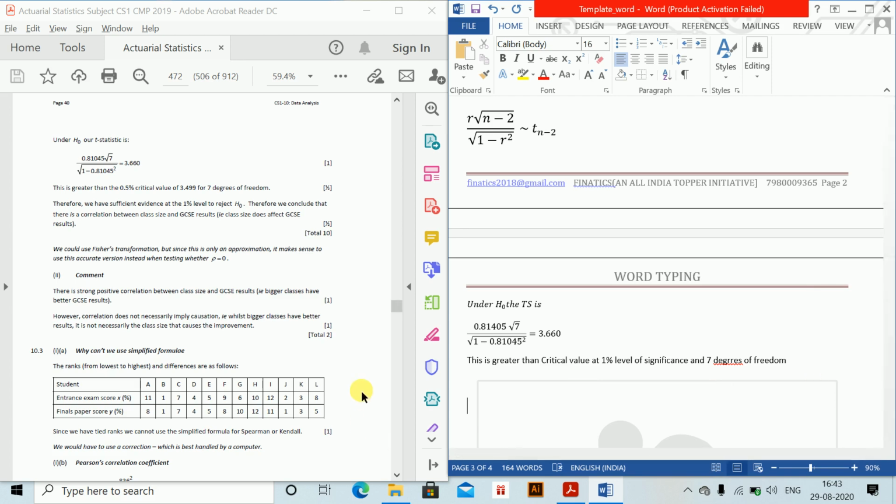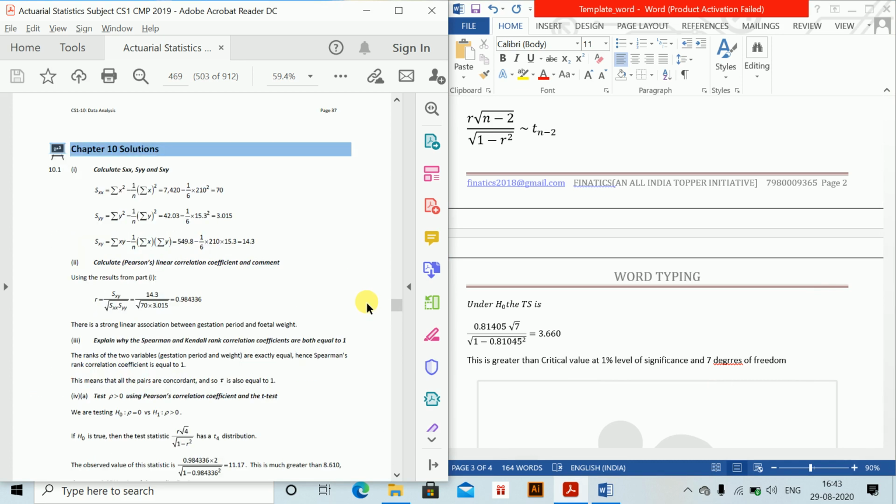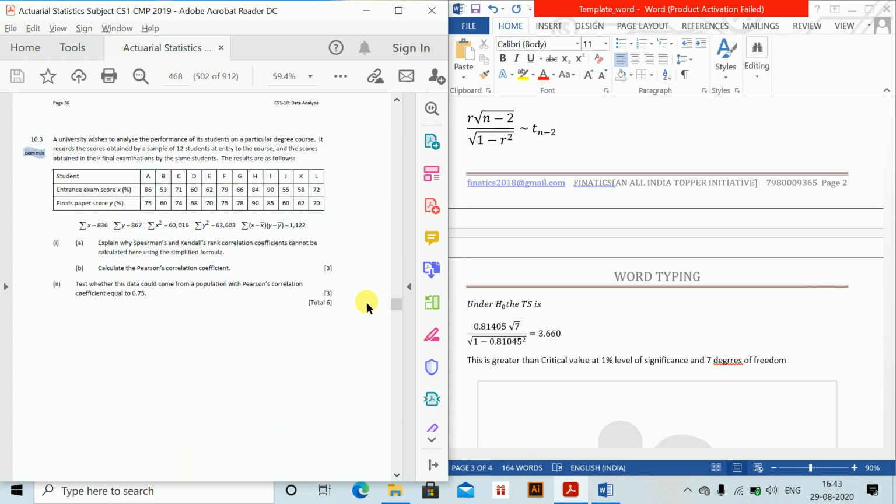Okay, next question 10.3. So we'll do 10.3 now. A university wishes to analyze the performances of its students on a particular degree course. It records the scores obtained by a sample of 12 students at entry to the course and the scores obtained in the final examination by the same students. The results are as follows: students A, B, C, D, E, F, entrance exam X%, final score, and summation X and summation Y, and so on.